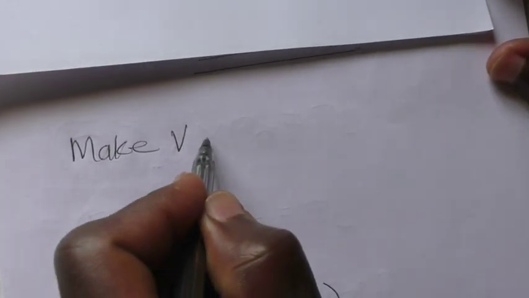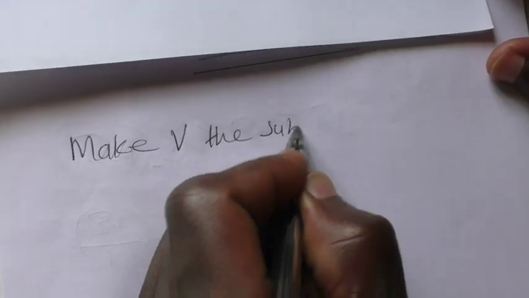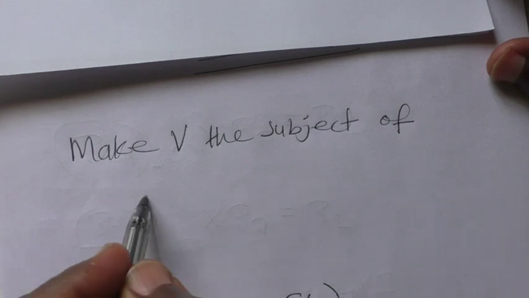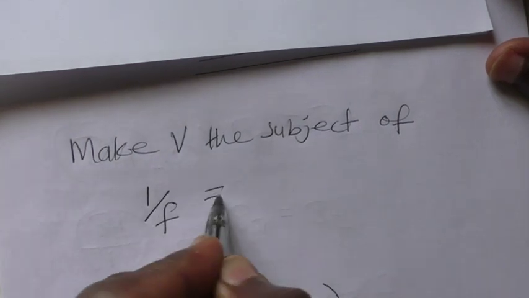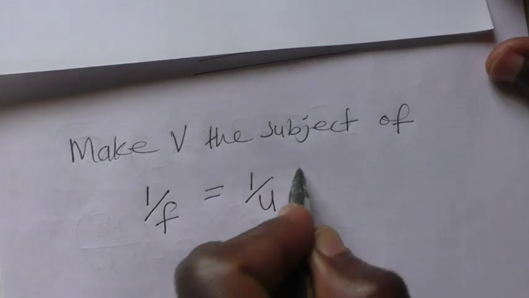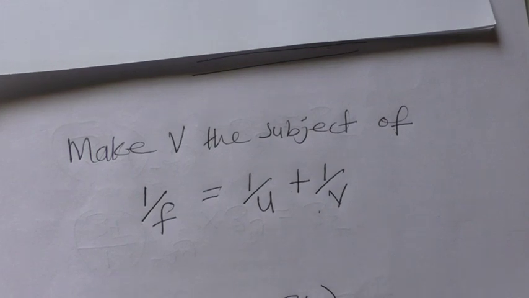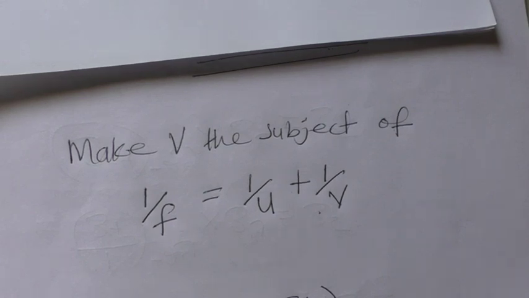However, I'll leave you with a trial number, and this is your trial number. It says make V the subject of 1 over F equals 1 over U plus 1 over V. So we are making V the subject. Try it out and comment with your answer.